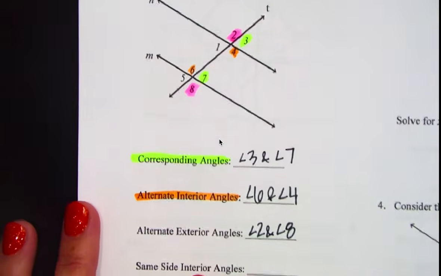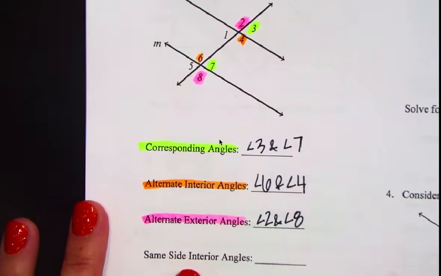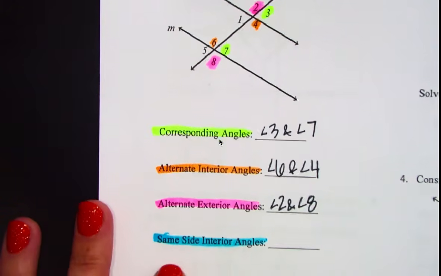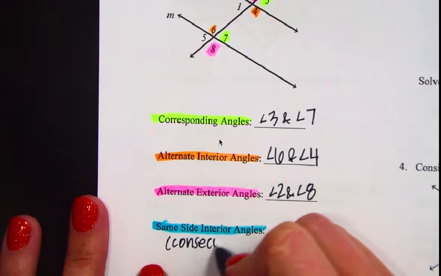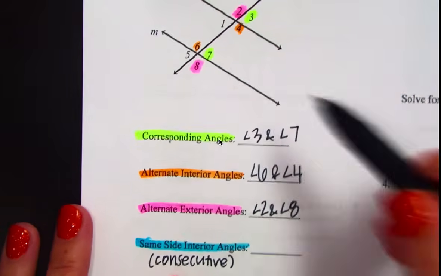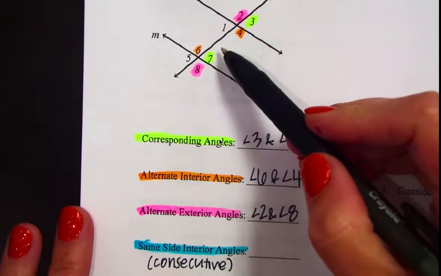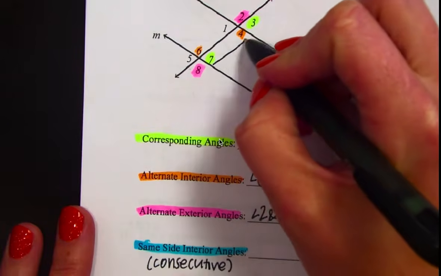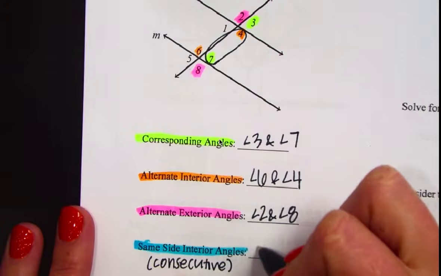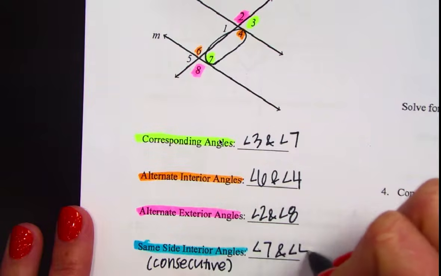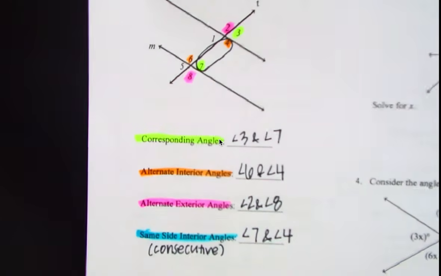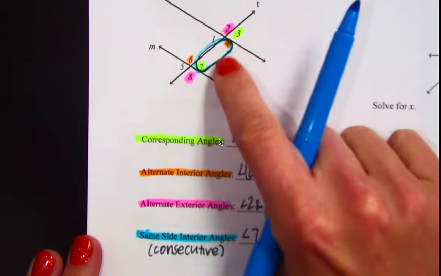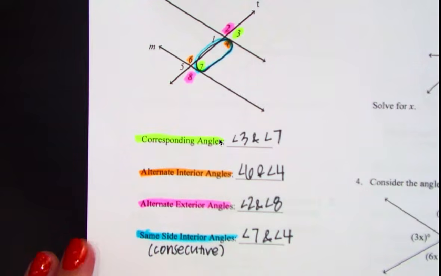And then same side interior angles. Same side interior angles can also be called consecutive interior angles. So those are going to be on the same side of the transversal on the interior of the parallel lines. So an example of consecutive interior angles would be angle 7 and angle 4. So that right here, again, I know a lot of kids have trouble with this one. Same side of the transversal inside of the parallel lines, angle 7 and angle 4.